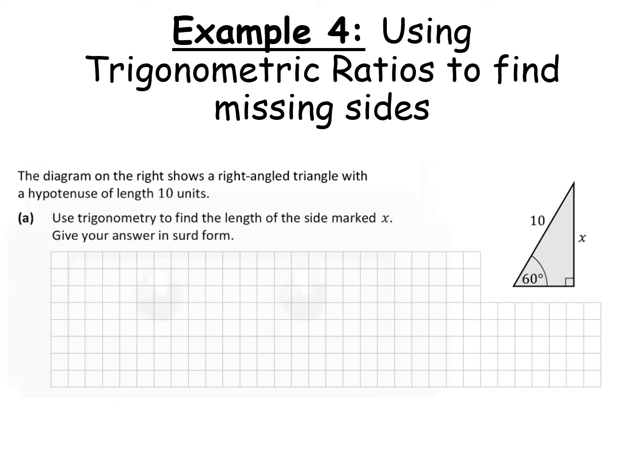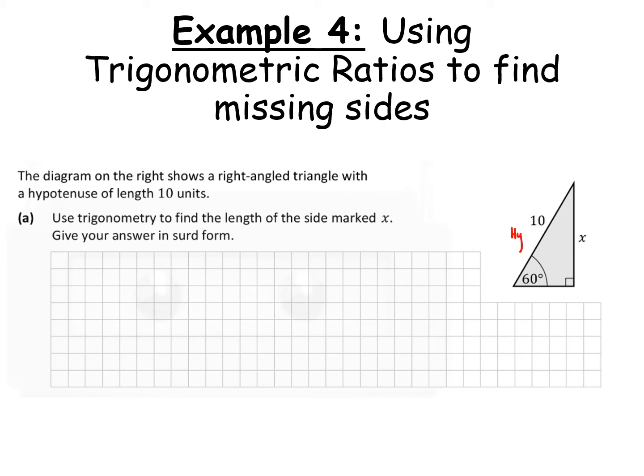So now let's use some trigonometric ratios to find the missing sides. The diagram on the right shows a right angle triangle with hypotenuse of length 10, so that's all given in the picture. Use trigonometry to find the length of the side marked X and give your answer in surd form. So the first thing I'm going to do is label.